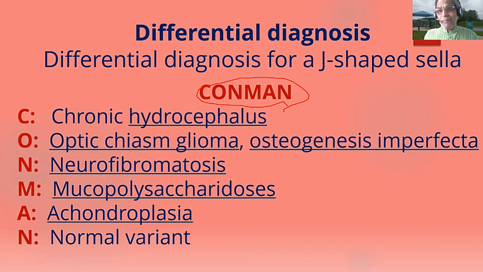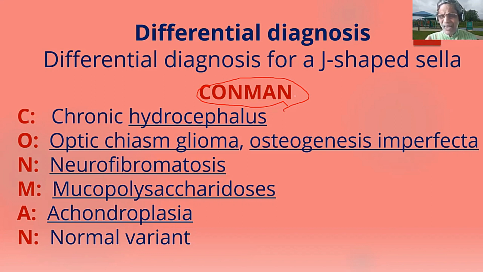Again, I'm telling you now, for J-shaped sella, remember the clue, CONMAN. If you're not able to remember everything, at least remember a few points. Glioma, you can tell easily. Even normal variant, you can tell easily. Mucopolysaccharidosis, you can tell at least. Other things, if you're not able to remember, it doesn't matter. At least say, sir, it can be a normal variant, mucopolysaccharidosis can occur, optic chiasma glioma can occur. These are some of the points you are supposed to remember for exam purposes.